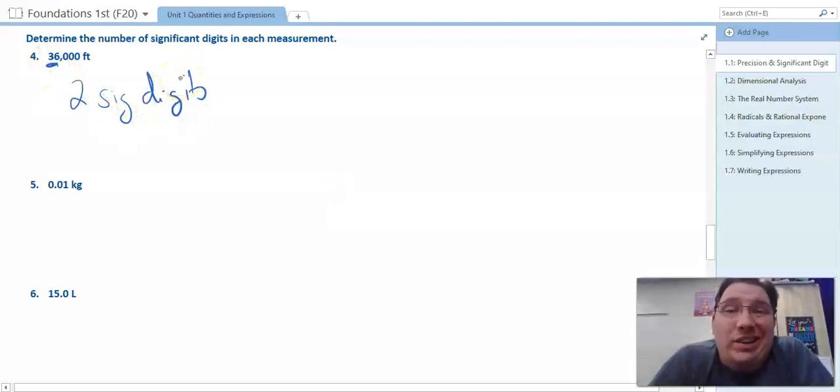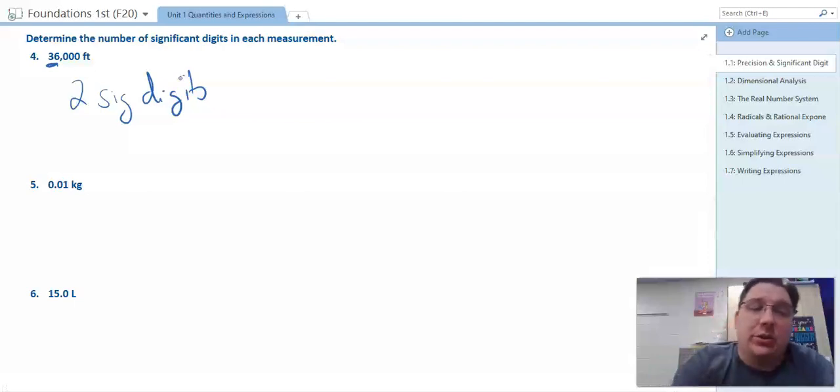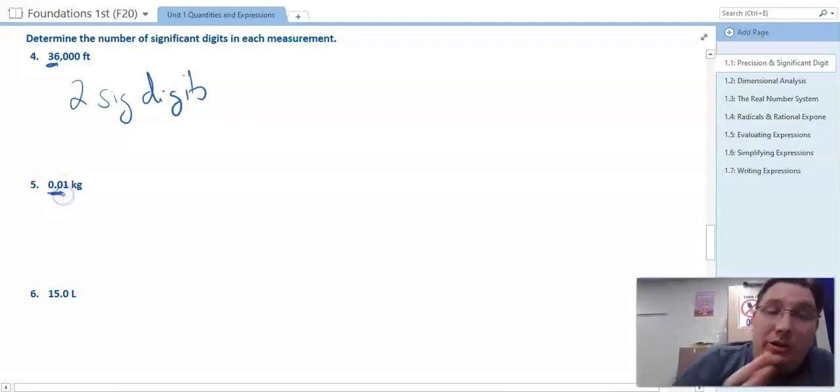0.01, 1/100th of a kilogram. How many significant digits? These zeros are not significant. And so this will only have 1 significant digit.